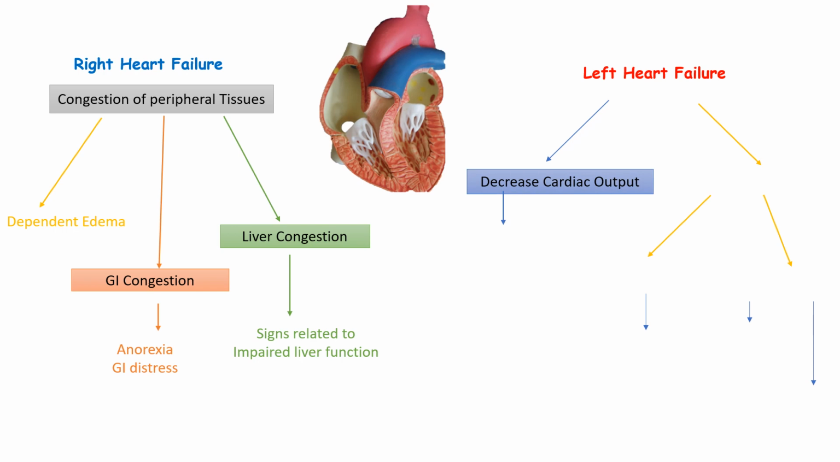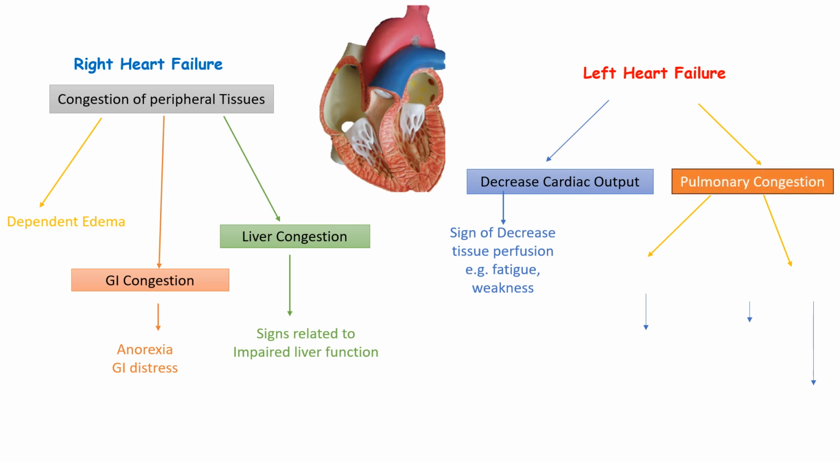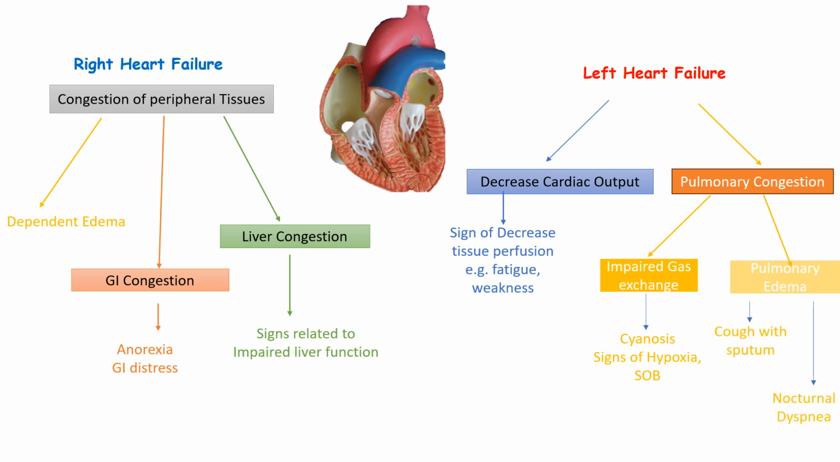Left heart failure decreases cardiac output, leading to decreased tissue perfusion, and we can hear this from the patient in the form of complaints such as fatigue and weakness. Pulmonary congestion is also caused by left heart failure, and pulmonary congestion causes either impaired gas exchange, where there is cyanosis, hypoxia, and shortness of breath, or pulmonary edema, which gives a cough with sputum and dyspnea.